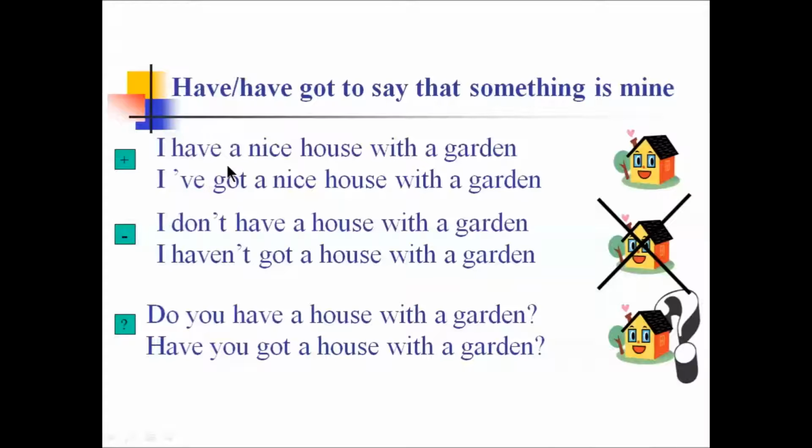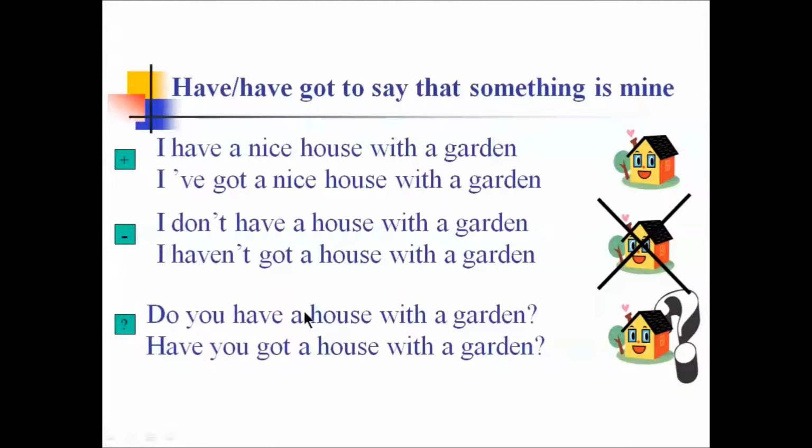Okay, again, have and have got. This is the affirmative form. In order to make the negative form for have, you use don't or doesn't. You don't have, or he doesn't have. But for have got, you won't say you don't have got, you say you haven't got. Just put not between the words have and got.